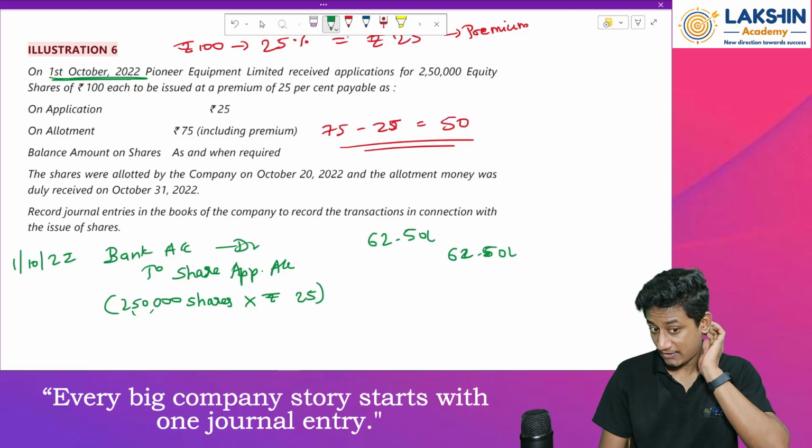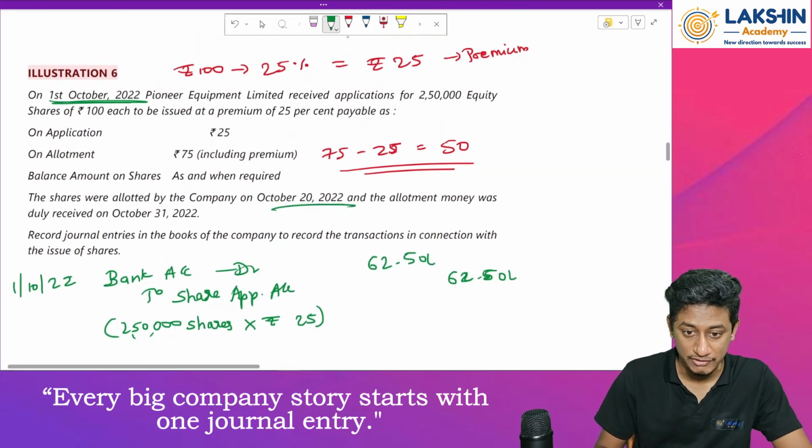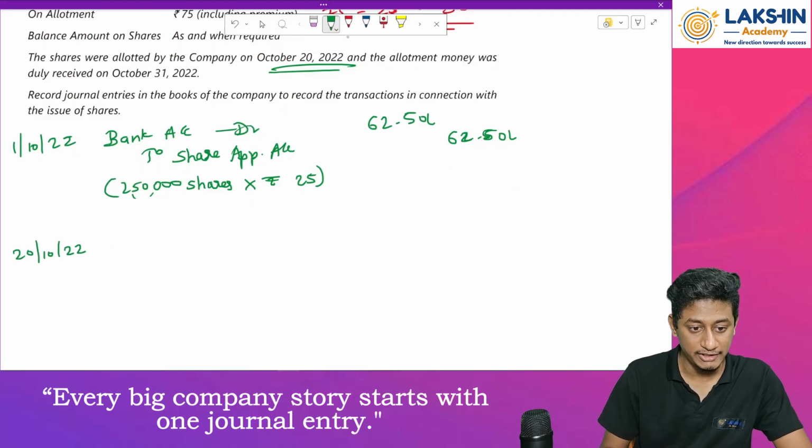Okay. After this, transfer the amount on what date? On the date of allotment. When was the allotment done? On October 20th. So on 20th of October 2022, share application account debited.